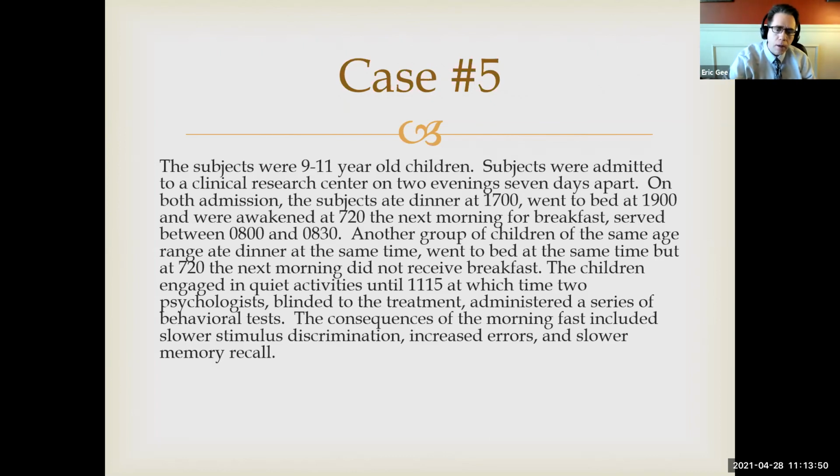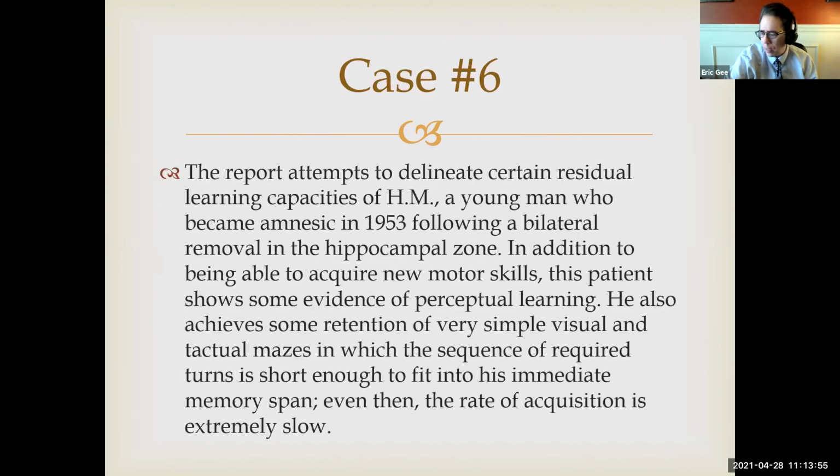Okay, very quickly here, we've got just a couple minutes. Let me just put up this last case. The report attempts to delineate certain residual learning capacity of HM, a young man who became amnesic in 1953 following a bilateral removal in the hippocampal zone. In addition to being able to acquire new motor skills, this patient shows some evidence of perceptual learning. He also achieves some retention of very simple visual and tactual mazes in which the sequence of required turns is short enough to fit into his immediate memory span. Even then, the rate of acquisition is extremely slow.